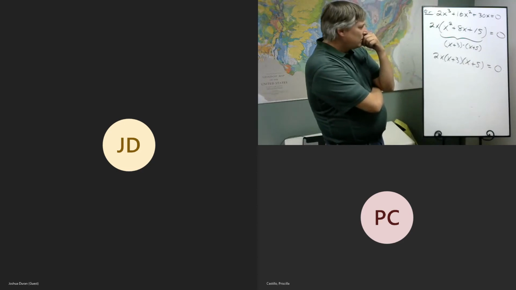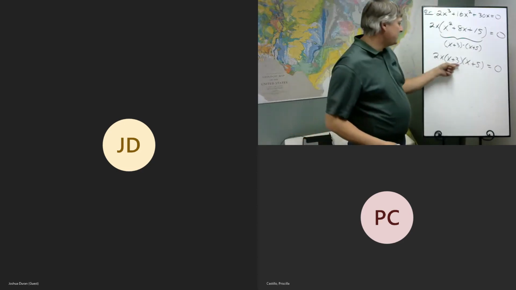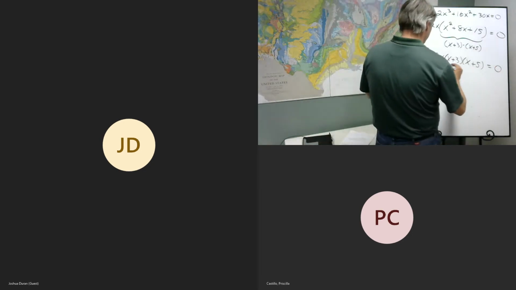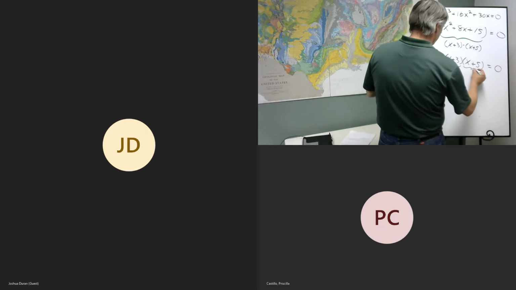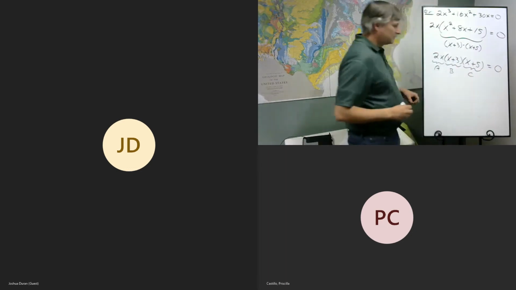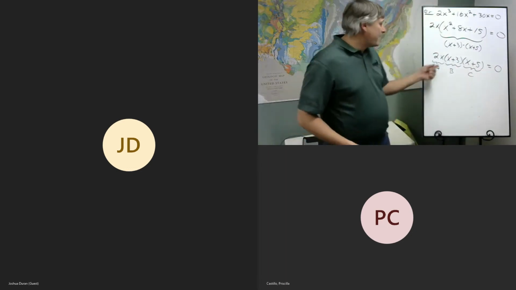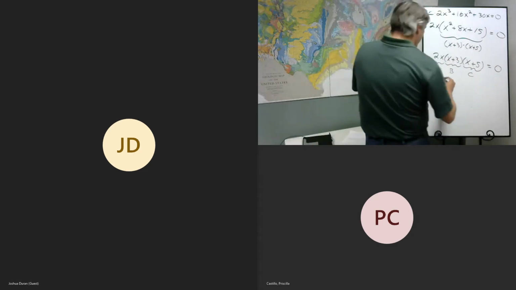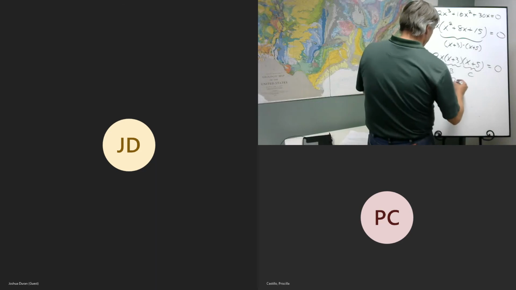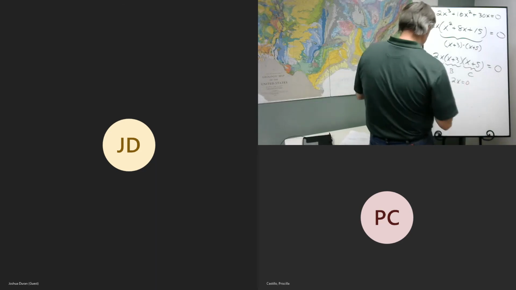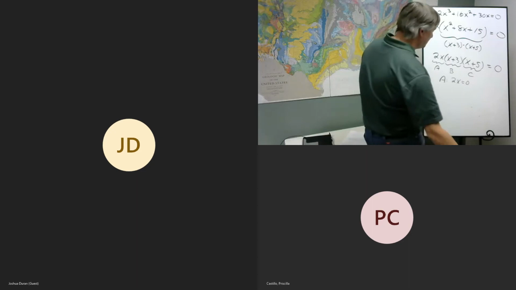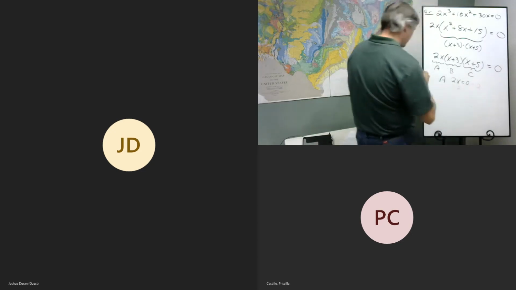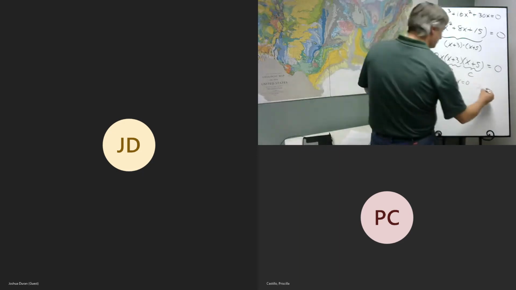Now, we want to ask this question. We have A, B, and now we have a C. So sometimes you'll get 3 factors. That could mean you're going to get 3 answers. So for A, 2x equals 0. Divide both sides by 2. Get x equals 0.